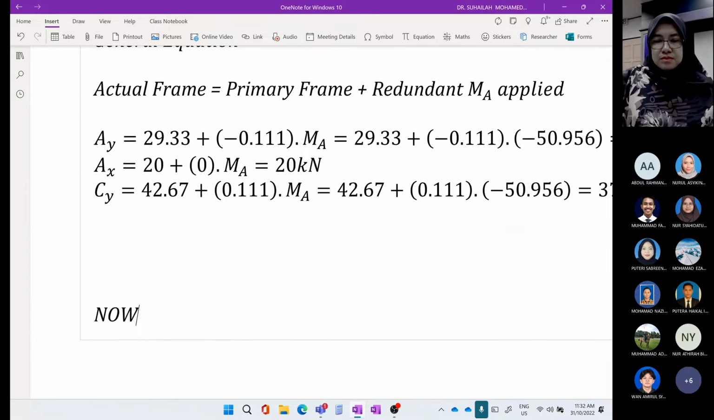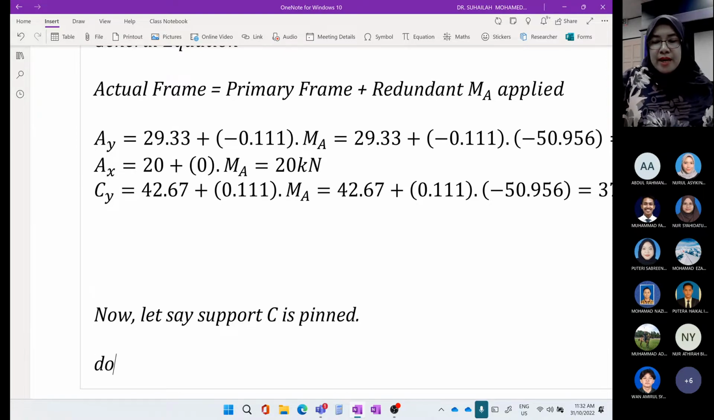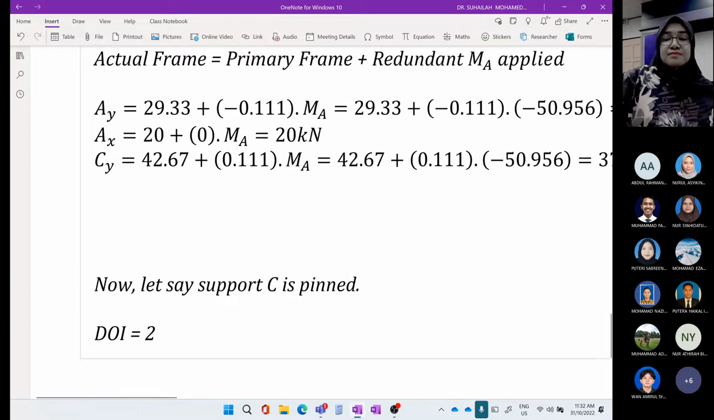Now, let's say C is pin, eh? Let's say support C is pin. Just now roller, kan? Now pin become pin. So when it become pin, DOI equal to 2. DOI equal to 2. Remember, for 2 redundant, we have 3 system. 2 redundant, we have 3 system. So, and 2 redundant, we have 3 possible primary system.